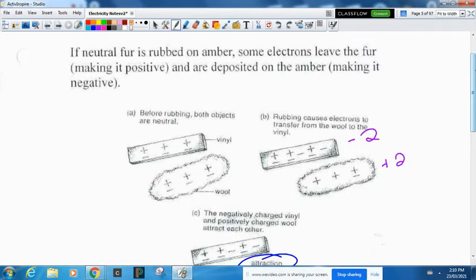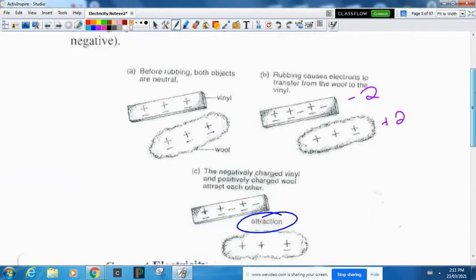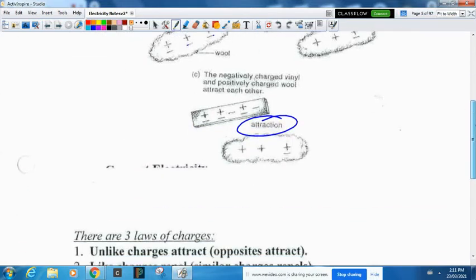Okay, so then if neutral fur is rubbed on amber, some electrons leave the fur and make a positive. So here you can see both equally charged, both neutral. And you can see in this picture, only the minuses can move, and these minuses, these ones here, have moved onto here. So the rod has a -2 charge, the wool has a +2 charge. And we know, what do we know about opposites? Opposites attract. And so there is an attraction that happens there.